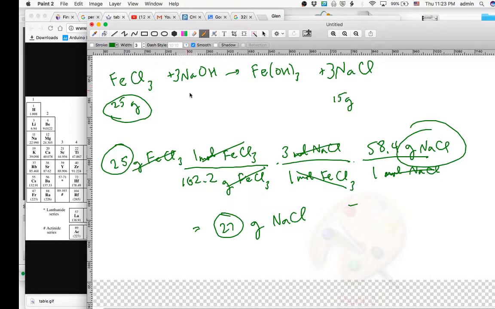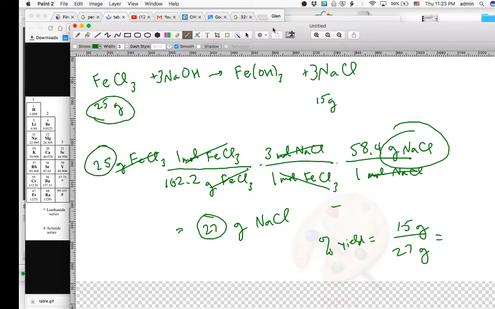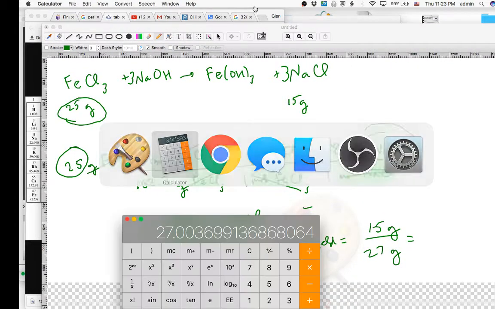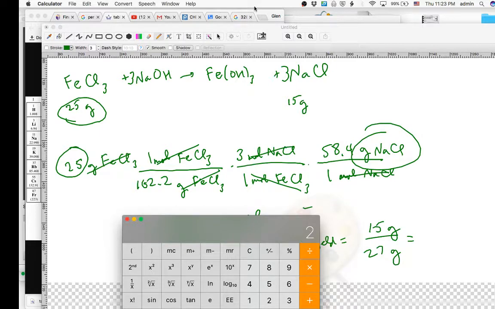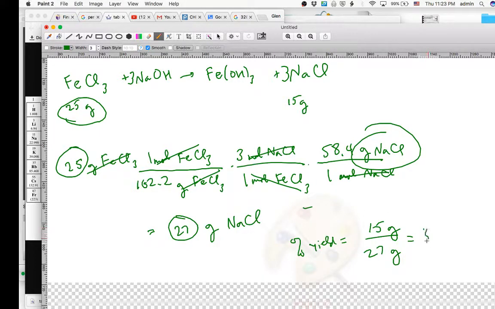So suppose you got 15 grams of sodium chloride. Well, you were supposed to get 27 grams of sodium chloride. So what does this mean? This means that the percent yield was what you got divided by what you were supposed to get times 100%. And that gives you 56%. You must have only two significant figures here. 56%. That's the answer. Okay?